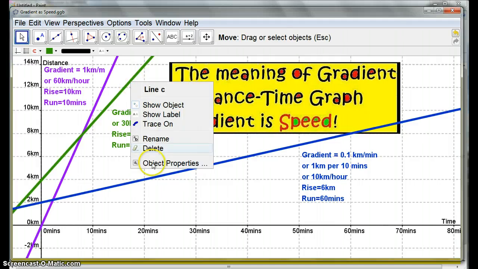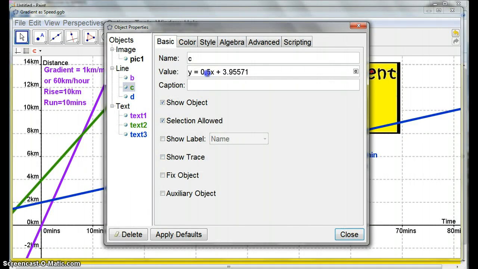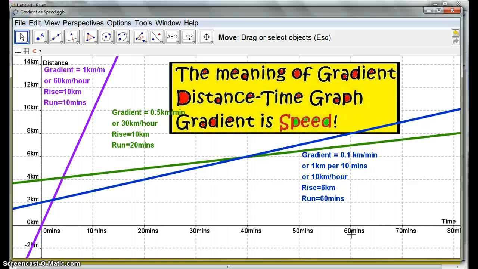Okay, if I change this and instead of 0.5 I go 0.05, what have I done to the gradient? What's happened to the gradient? Yeah, so we're 0.05 kilometres per minute now. Is that making sense? Yeah? So, what have we learned? When you have a distance-time graph, the gradient is speed.